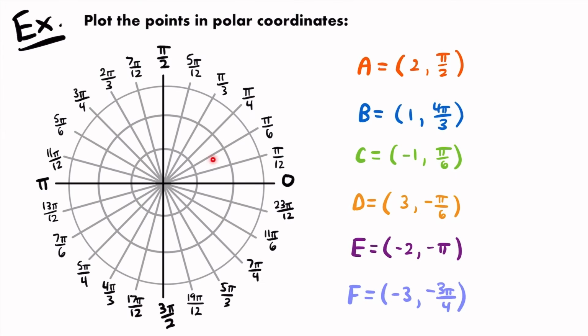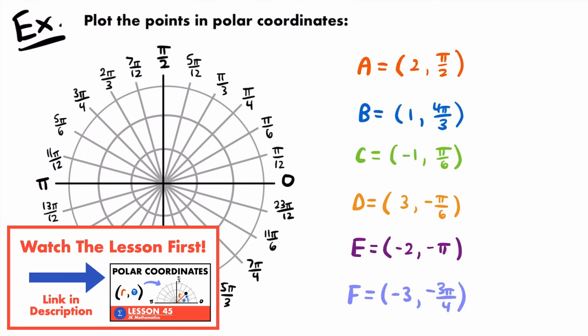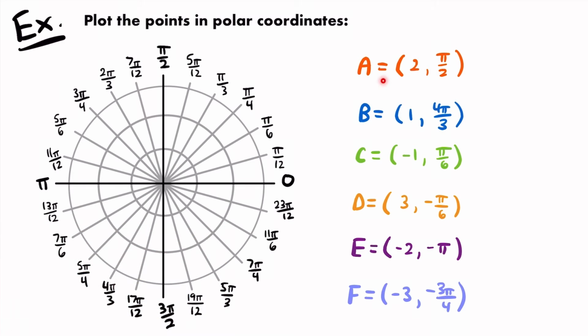All right, so here's our first example. We want to plot the points in polar coordinates. And we have these 6 pairs of polar coordinates that we want to plot in this polar coordinate system. All right, so let's start with our first point. We have A is equal to 2 comma pi divided by 2.